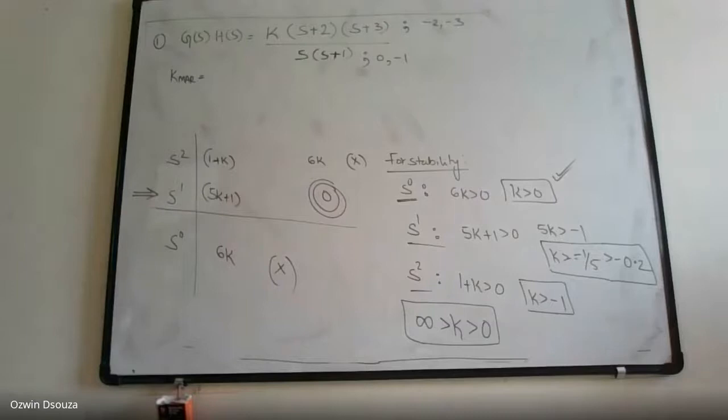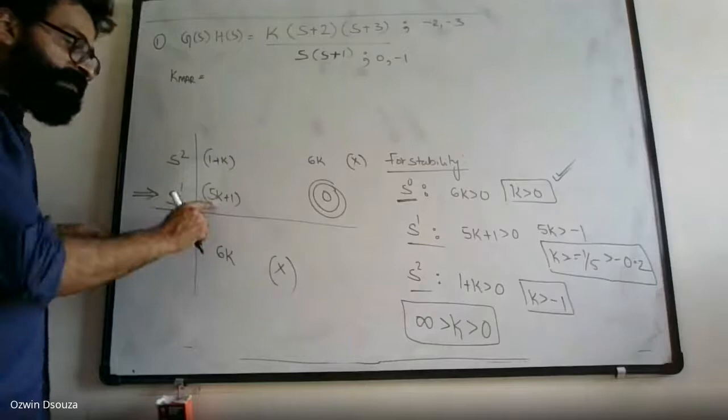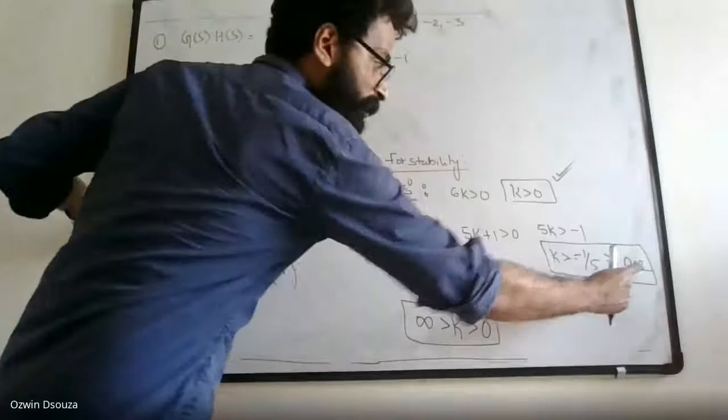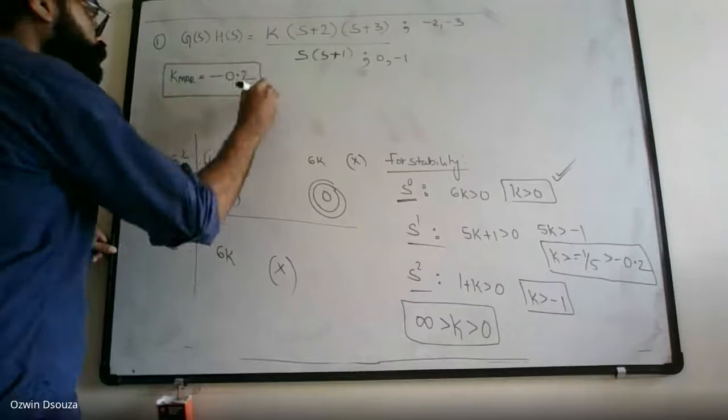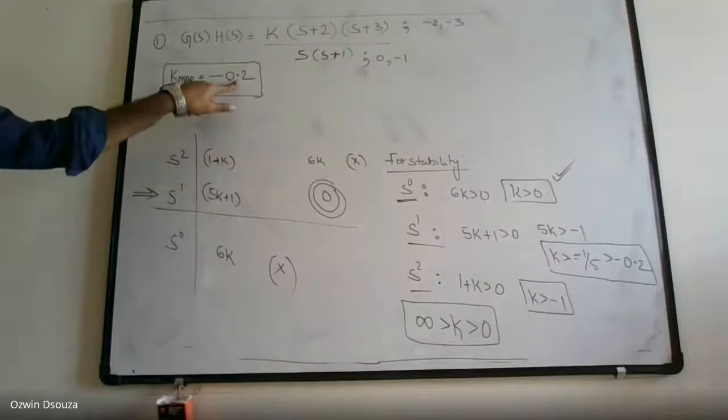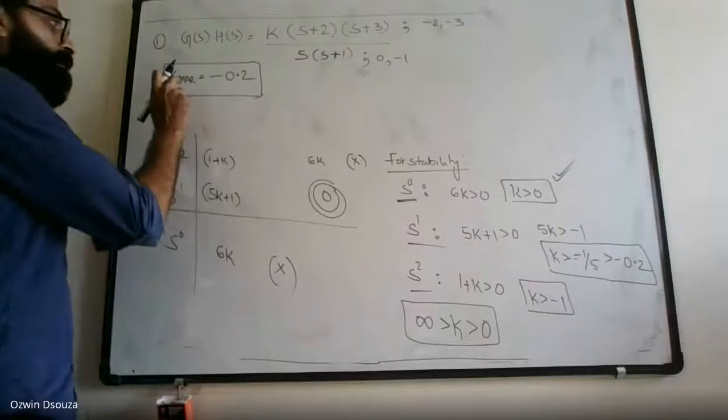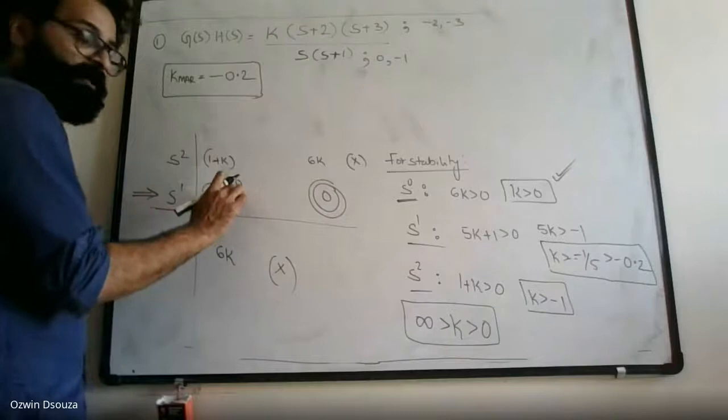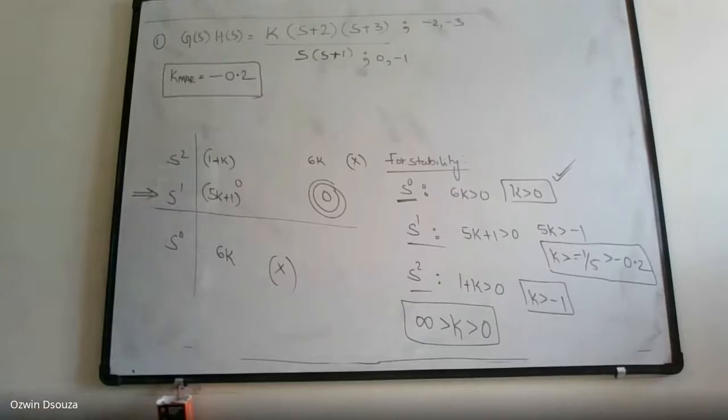Now, which value of k makes the first term 0? Obviously, the root of this particular function. What is the root of this? It is minus 0.2. So, k marginal is minus 0.2. Cross check: 5 into minus 0.2 is minus 1, and minus 1 plus 1 is 0. So the moment you substitute k as minus 0.2, the first element is 0, and the second element is naturally 0 because of the characteristic equation. So the s to the power 1 row is your row of zeros.